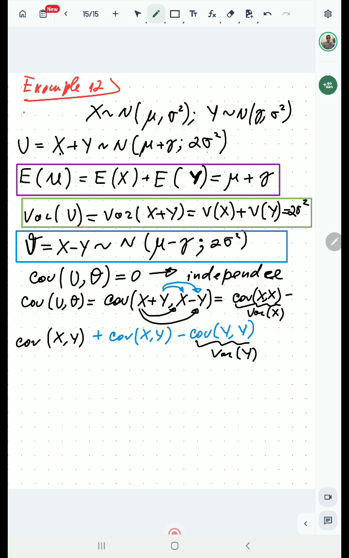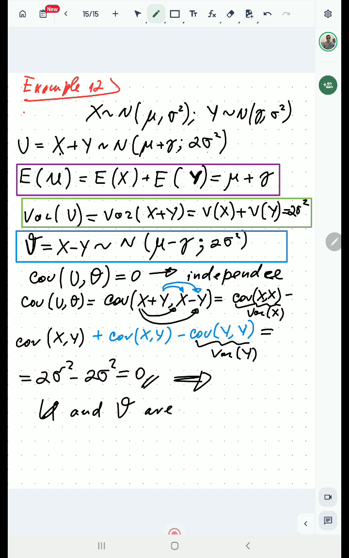But what else do we assume here? Remember, we found out that the variances of u and v are equal to 2 sigma square. So we can plug in 2 sigma square minus 2 times sigma square, and that gives you 0. In the end, you got 0 covariance for u and v. So that implies that u and v are independent. Remember again, this is only for the case when both variables are normally distributed.